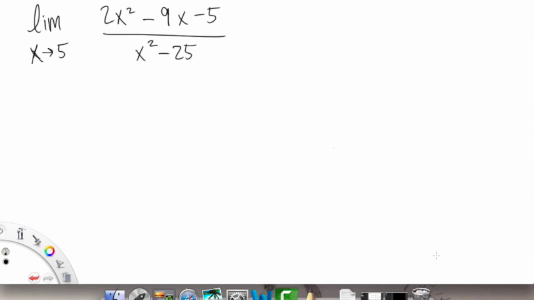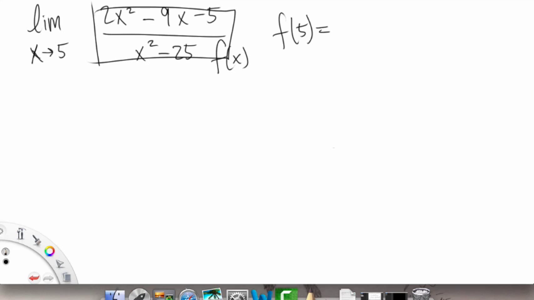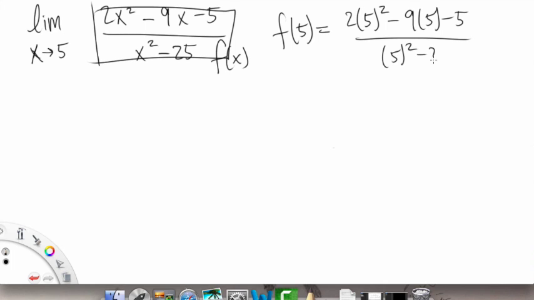Okay, so for this problem, we're going to find the limit as x approaches 5 of 2x squared minus 9x minus 5 all over x squared minus 25. So first of all, let's just try plugging it in. So f of 5, this again is our f of x, right? So here's our f of x, and if we plug in that 5 right away, we see that we have 2 times 5 squared minus 9 times 5 minus 5, and this is all over 5 squared minus 25.